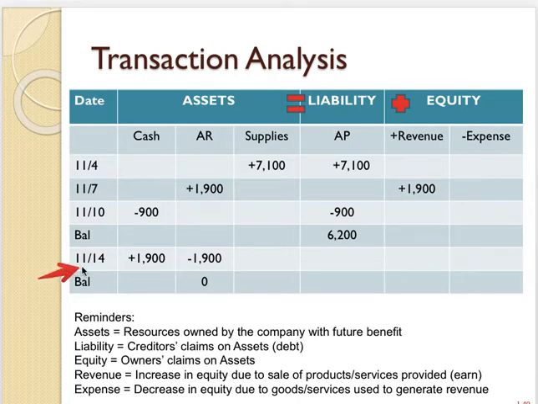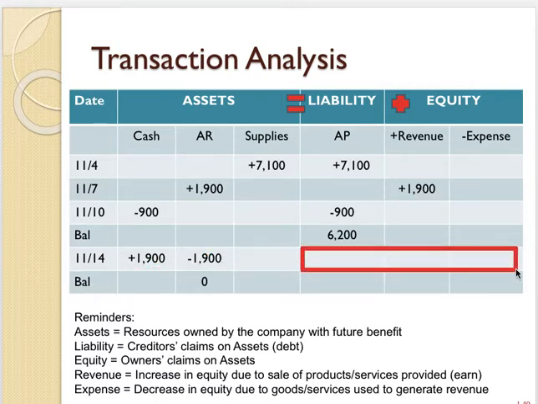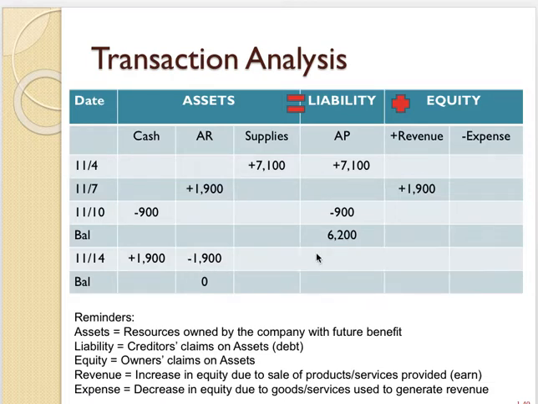on November 14th, we see that we've received cash of $1,900, and our accounts receivable has gone down $1,900 because we've received it. We're not going to get it anymore. We've received it. We're essentially exchanging one asset for another. So our net effect here on the asset side is 0. And of course, we have nothing here on the liabilities and equity side, which is 0. So again, our accounting equation is in balance. 0 equals 0.